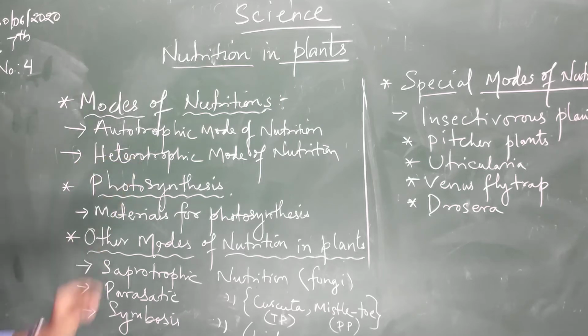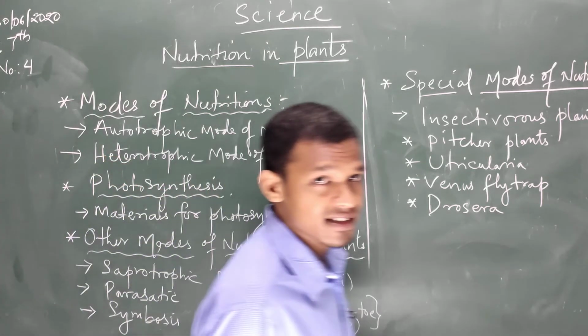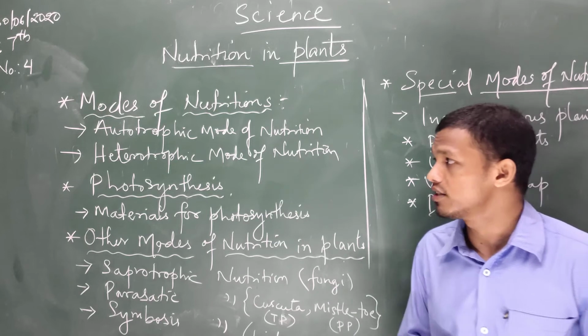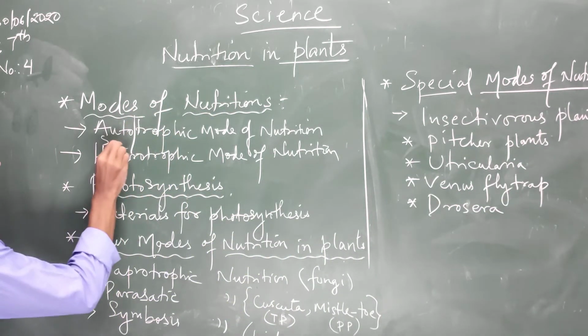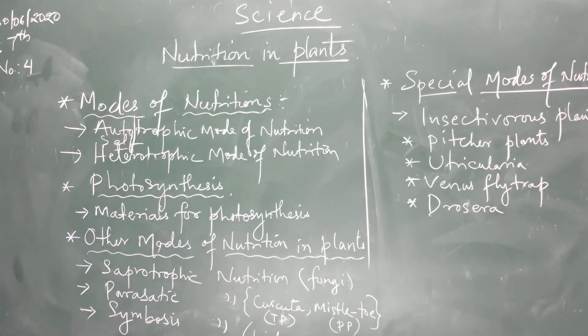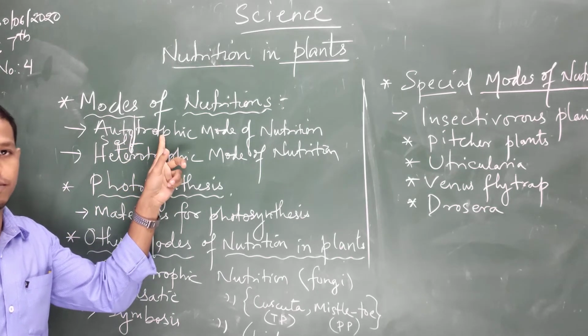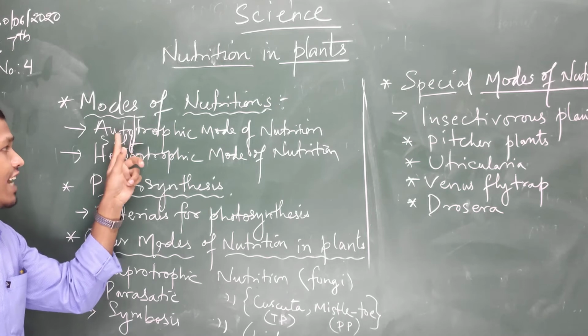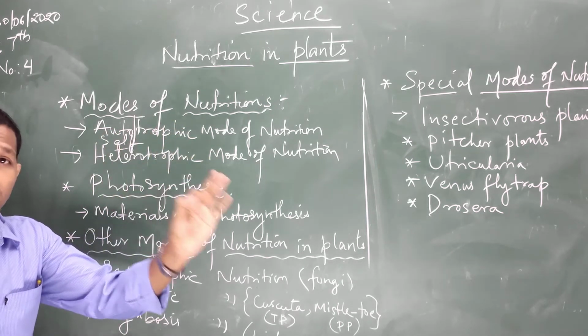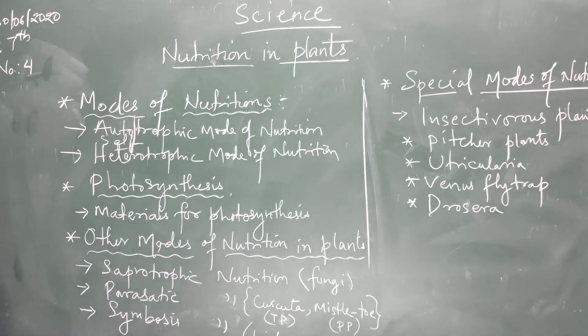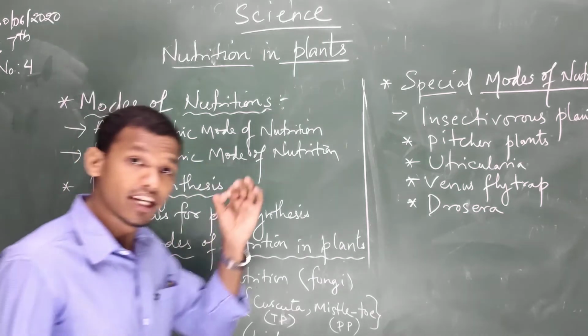Autotrophic mode of nutrition: the name itself suggests that auto means self. Trophic means nourishment. Auto, self-nourishment. This autotrophic mode of nutrition only takes place in plants.